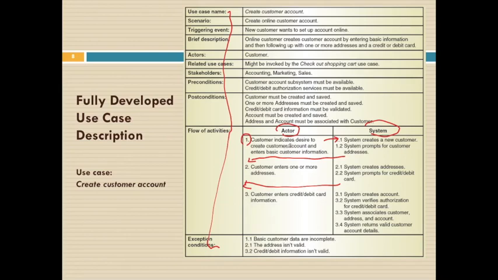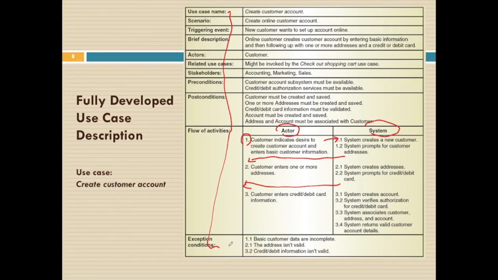Okay, so look at the numbering. Okay, 1 for first action by the actor, and 1.1, 1.2, 1.3. Okay, those are the numbering for the responses from the system. Okay, so in this example there are 4 responses from the system, so we have up until 3.4.